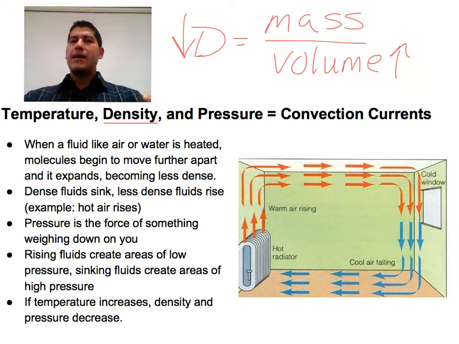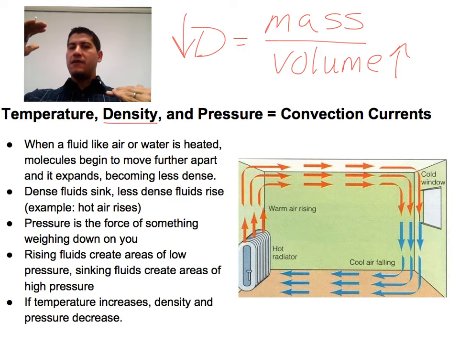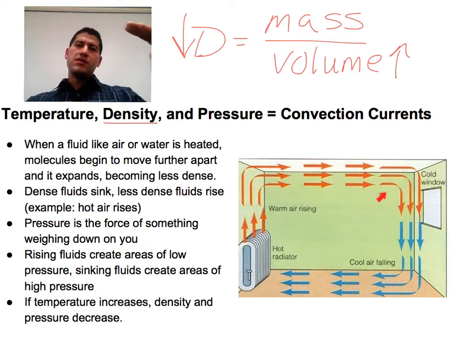You probably get how temperature and density work to make air or water rise and fall in a convection current, but why does the air in this picture move across the room? First away from the heater and then back towards it. That's where pressure comes into play.